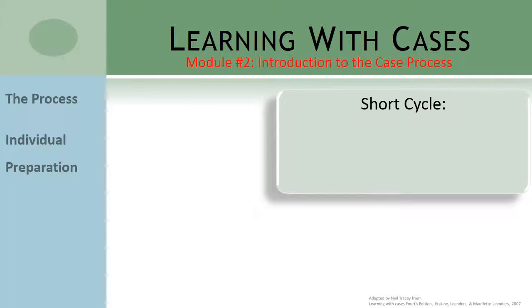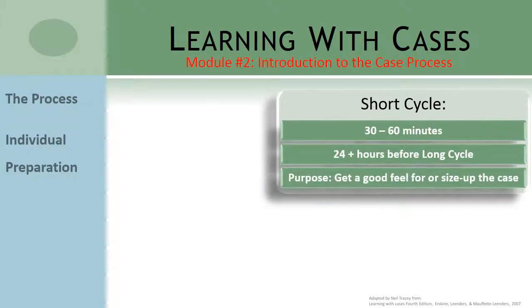Students will often jump right into the case, reading and rereading the details as time slips away. We find that by taking the time to conduct a brief overview of the case and then setting it aside for 24 to 48 hours to let it sink in reduces the amount of time that students have to spend on each case. The short cycle should take place between 24 and 48 hours before you start your in-depth analysis of the case, and should take you between 30 and 60 minutes to complete. We conduct the short cycle in order to get a good feel for the case before diving in depth.